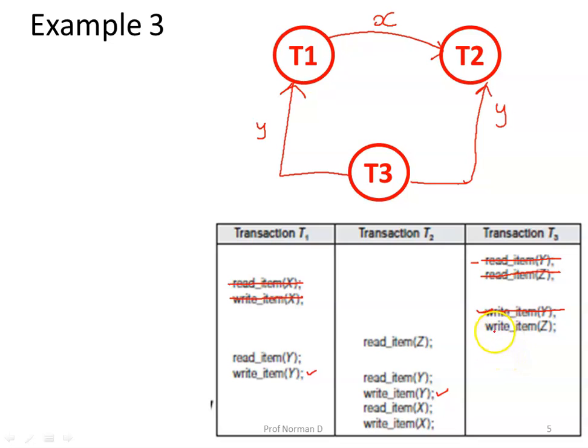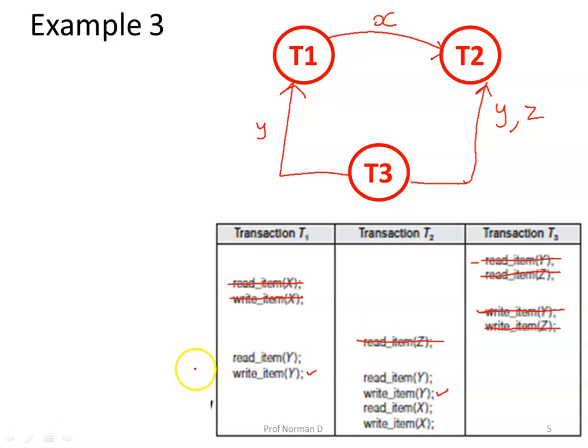Next is write item Z from transaction T3. So this instruction is having a conflict with read item Z from T2. So we draw an edge from T3 to T2 on Z. So this instruction is also done. Now we are left with instructions from T1 and T2. The next instruction is from transaction T2, read item Z. Read item Z is not having any conflict with T1. So this instruction is also done.